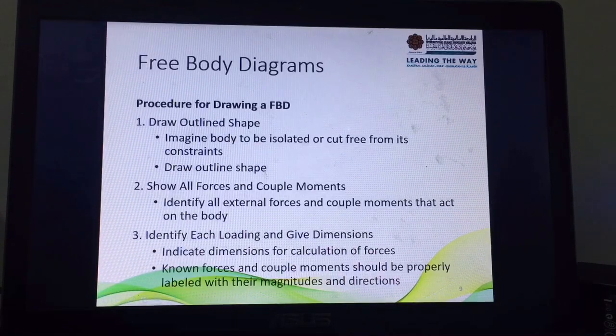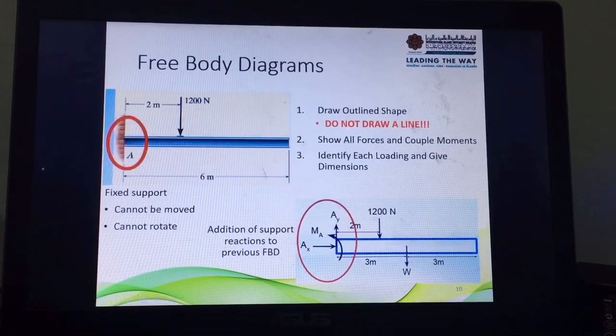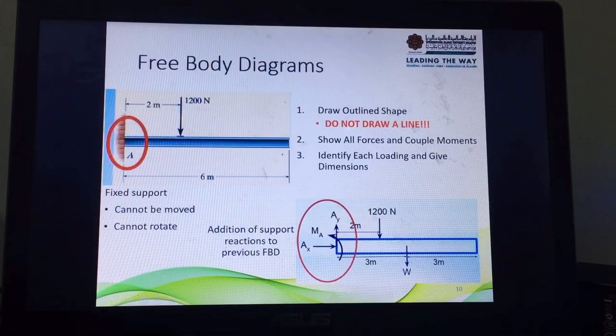Okay, we continue with the free body diagrams. So the procedure for drawing a free body diagram, first we draw the outline shape. You can read on your own the details. Then show all forces and couple moments, and then we identify each loading and give dimensions. So for instance, this cantilever beam. Okay, this is a cantilever beam. It is loaded here 2 meters from the fixed support. You see, this is a fixed support.